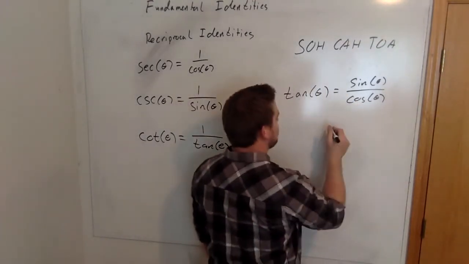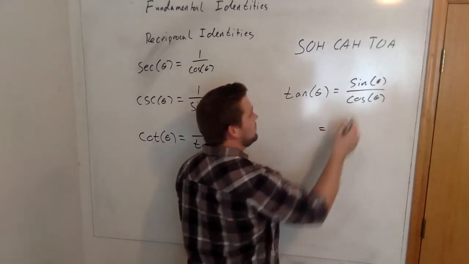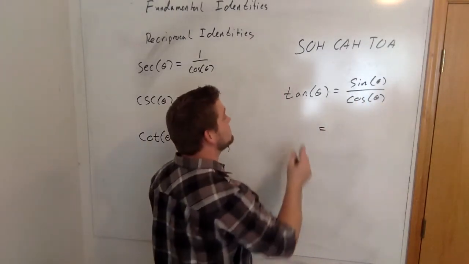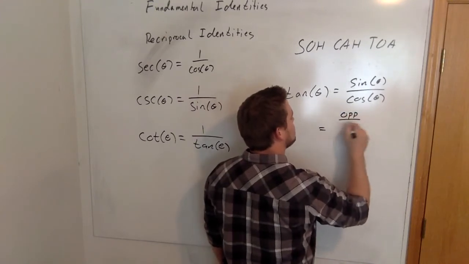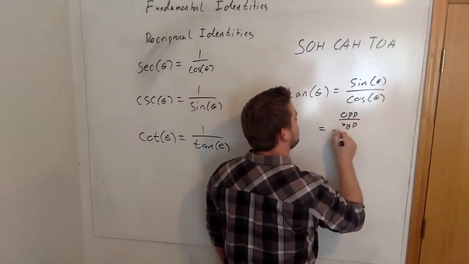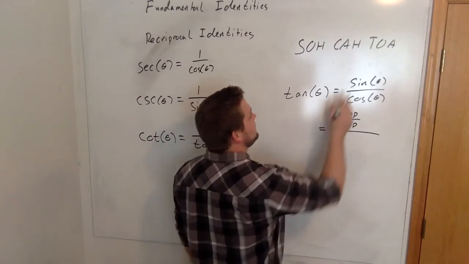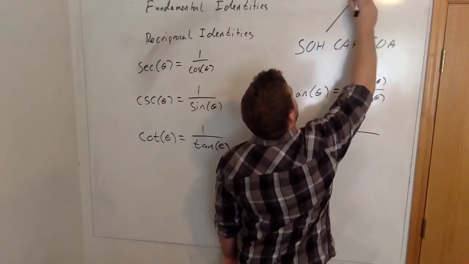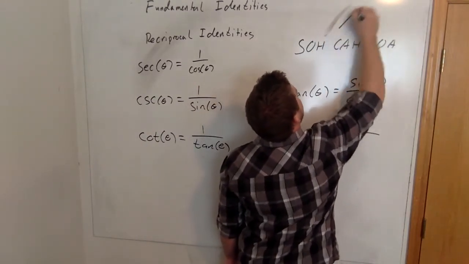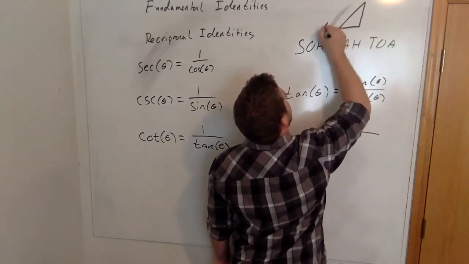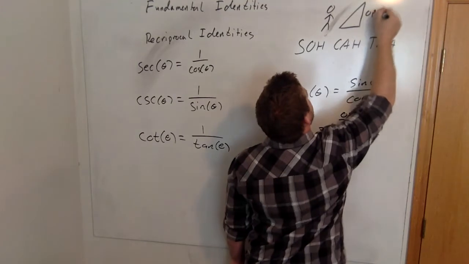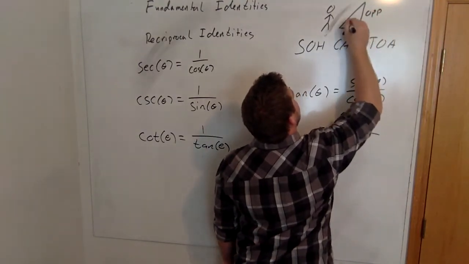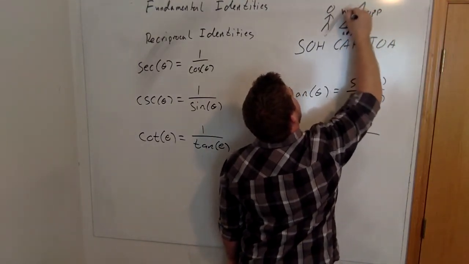Well, let's think over here. What is sine defined as? Sine is defined as opposite over hypotenuse. So I'll put opposite over hypotenuse. That's what sine is. Cosine is defined, maybe I should draw a triangle right here. So we're standing here. This is opposite, this is adjacent, and this is the hypotenuse.